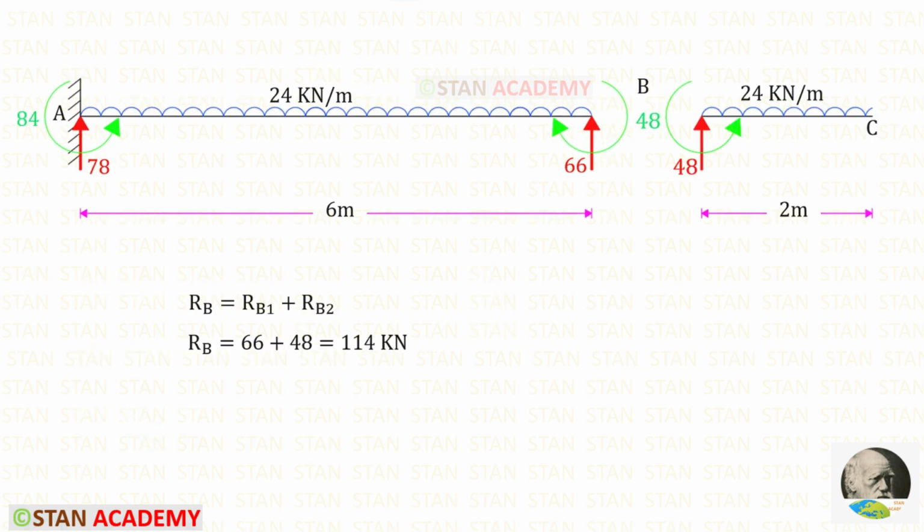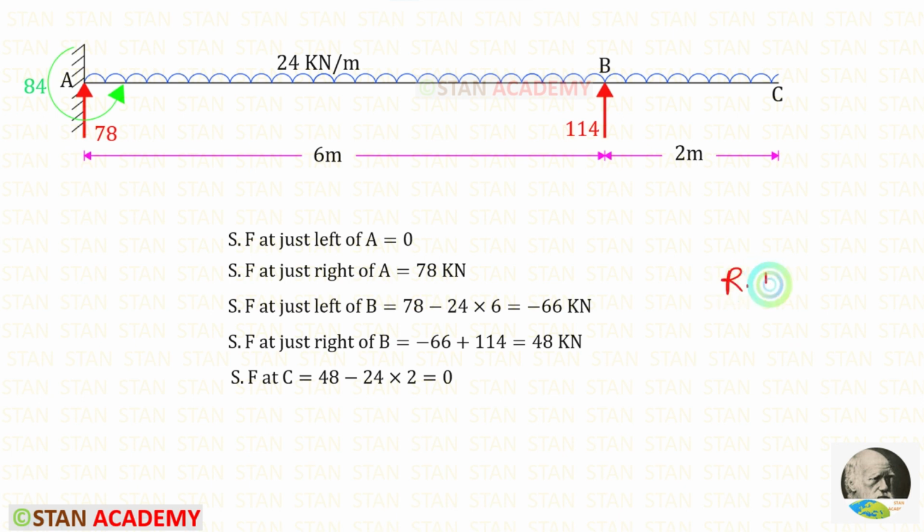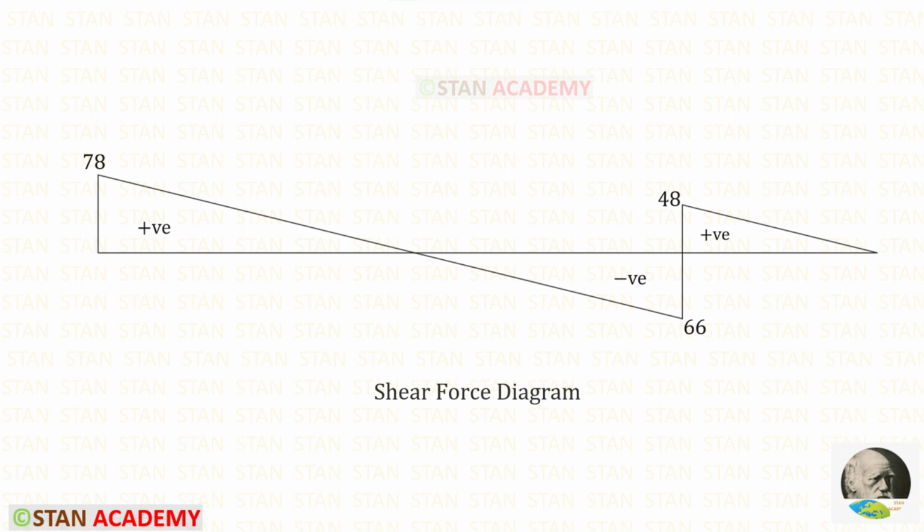Now let us consider the overhanging part also. To find RB, we have to add RB1 and RB2, so that we will get 114 kilonewton. Then using the right hand side rule, we can find the shear force values. Here you can see the shear force diagram. In this point, the shear force becomes 0. In this point, there will be maximum positive bending moment.